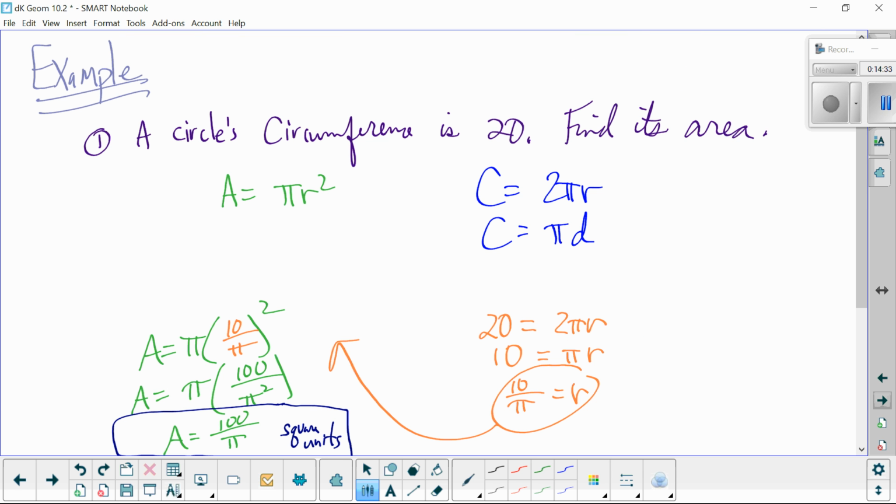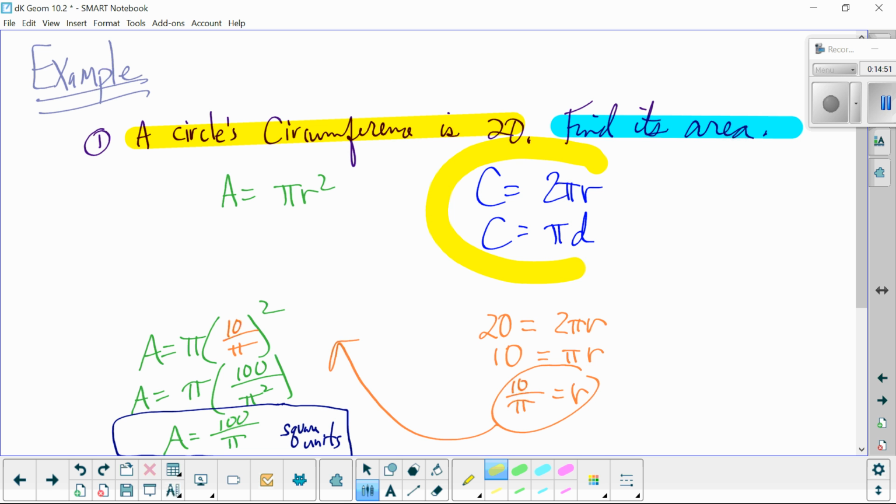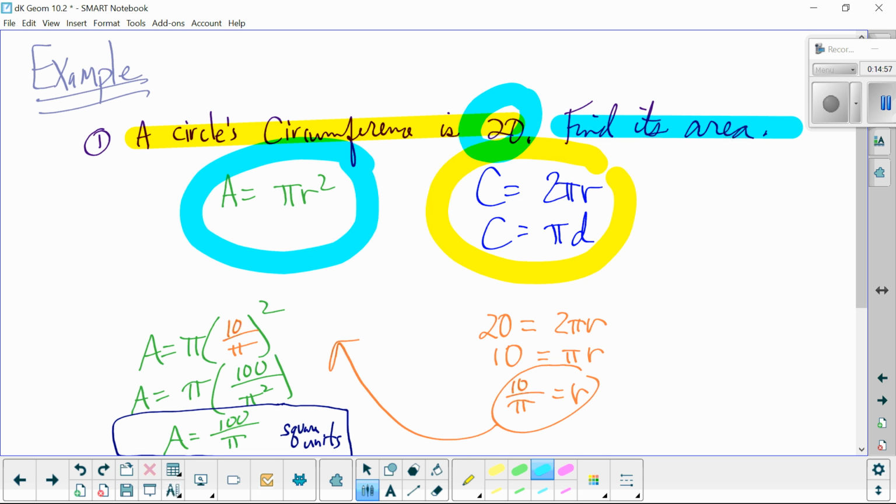All right, now we're going to do some examples. We're going to start with the circles and then move into some n-gons, and that's going to complete this lesson on 10.2. Let's begin with this problem. What if a circle's circumference is 20? Find its area. So we have two formulas. We have a formula for circumference, and we have a formula for area. And if they give you the circumference, which is 20, then we're going to start with this one.